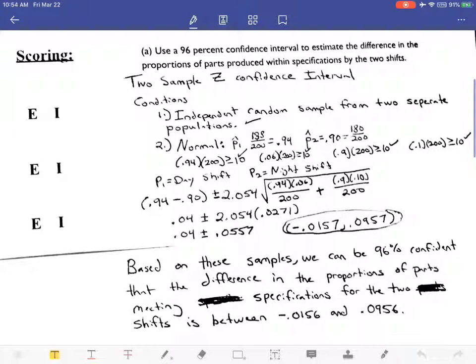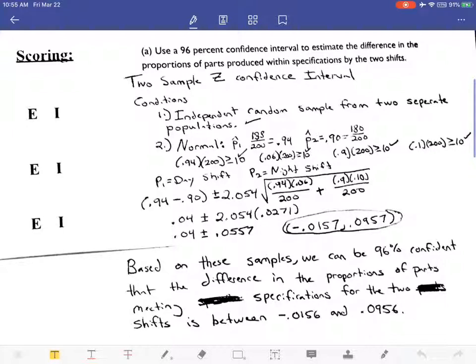The next thing I want to do is check my conditions. We're going to do the conditions slightly different now because we're gearing them specifically towards the AP test. So we're only going to do 2 conditions now. We're not going to do the 10% condition just because for some reason they don't check that one on the AP test. So we're just going to do the random and the normal. And something that we're going to add to the random is the word independent random samples. That essentially means that each individual is not going to affect the other.